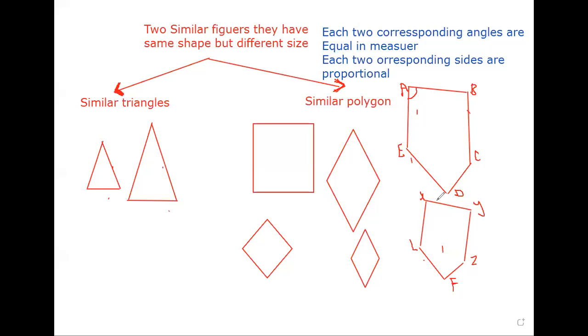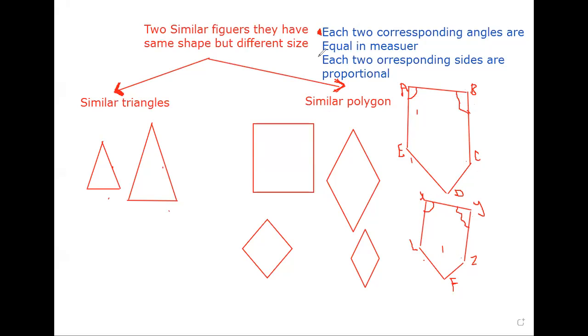Angle X, yes. And angle B should be equal to angle Y. And then C with Z, D with F. Then, as I said, to talk about similar polygons, we have to verify how many conditions?